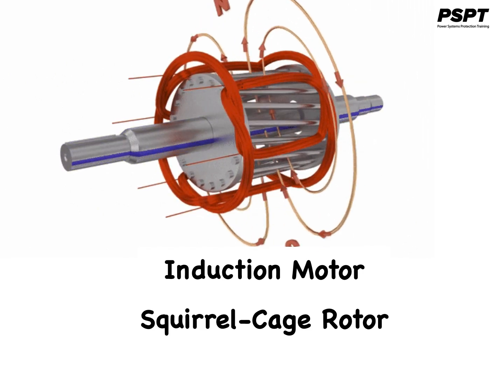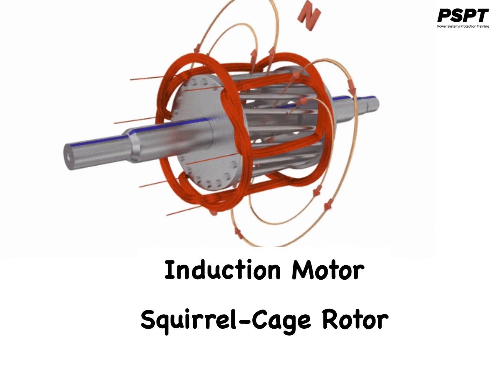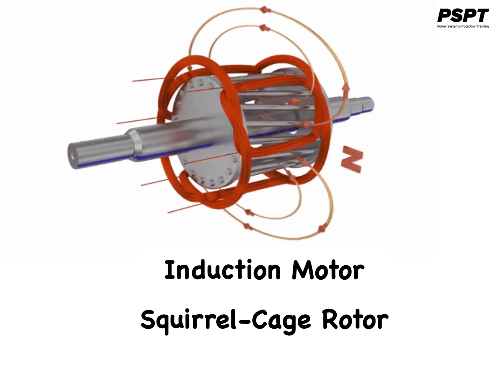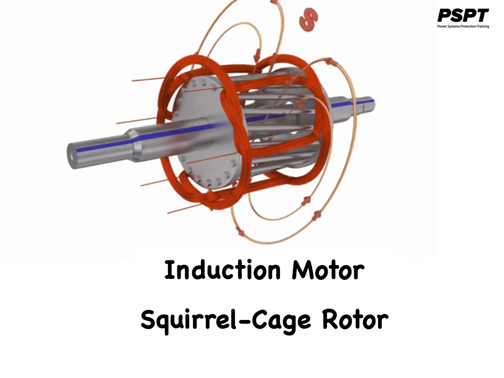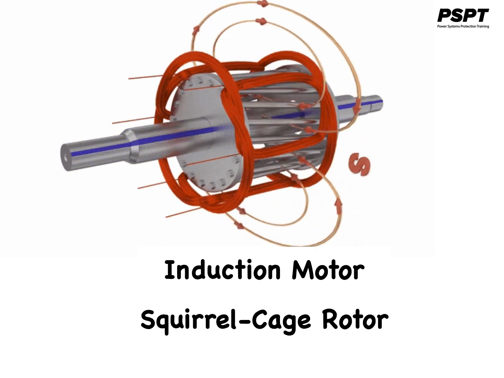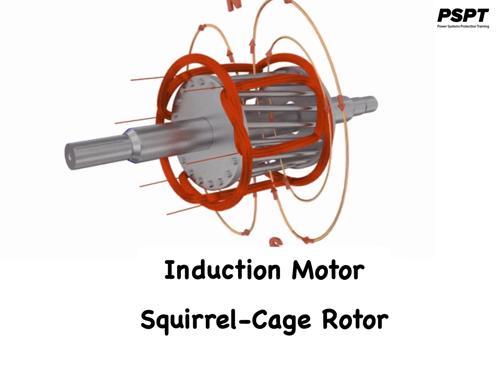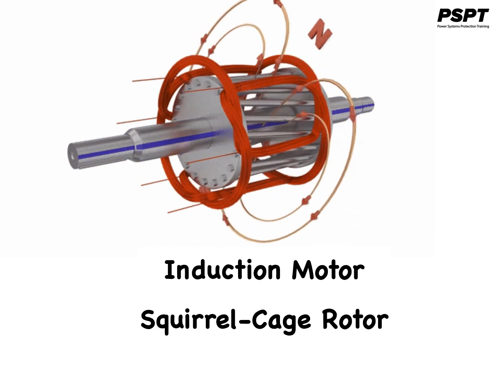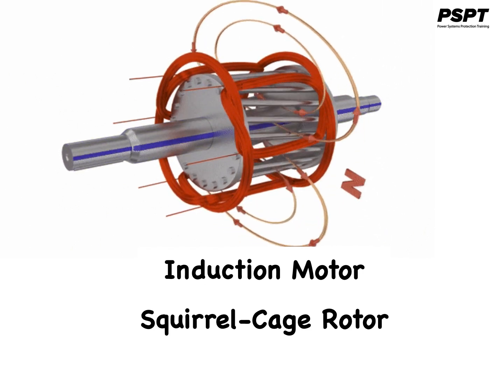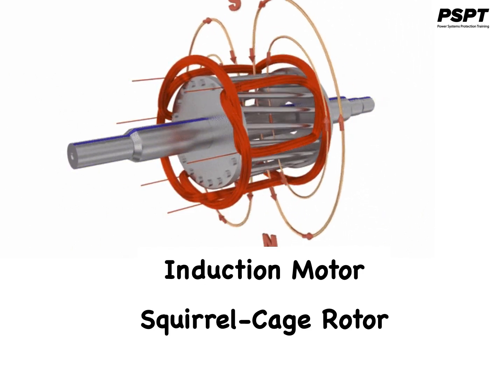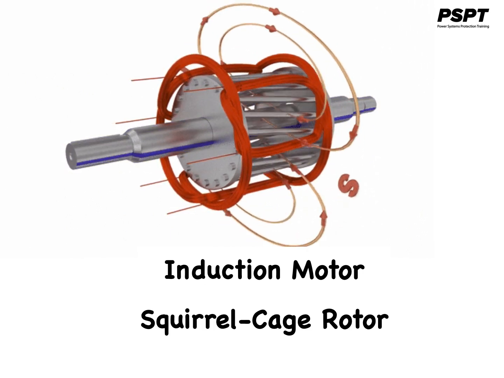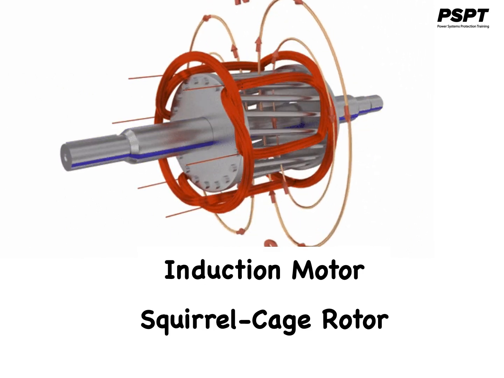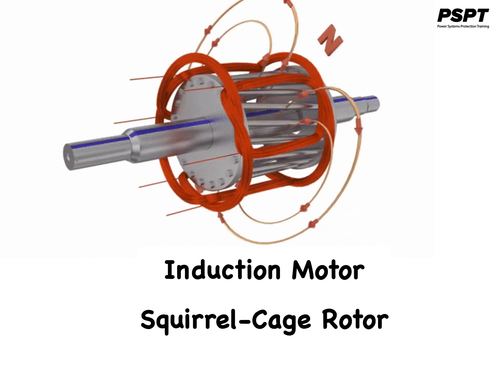With squirrel cage motors, since the rotor bars are permanently short-circuited, it is not possible to add any external resistance to the rotor circuit at starting. Consequently, the starting torque of such motors is low. Squirrel cage motors have starting torques of 1.5 to 2 times the full load value, with starting current of 5 to 9 times the full load current.